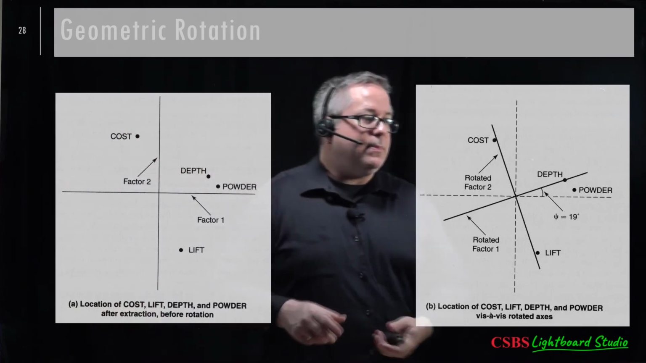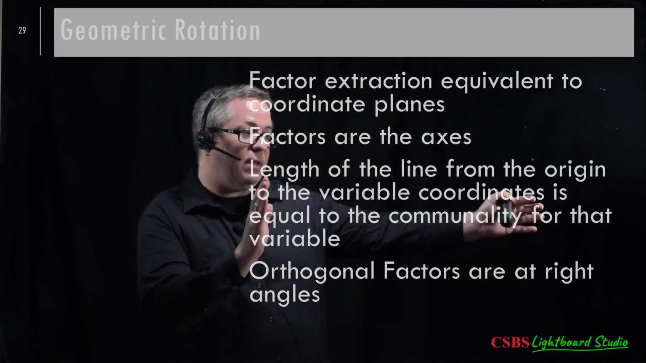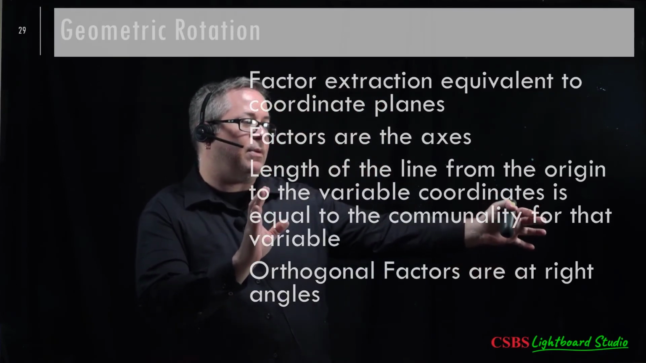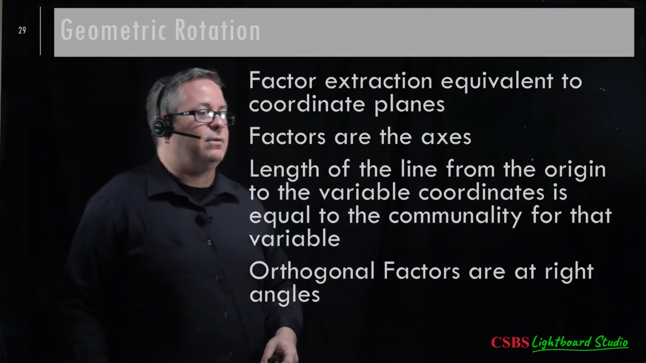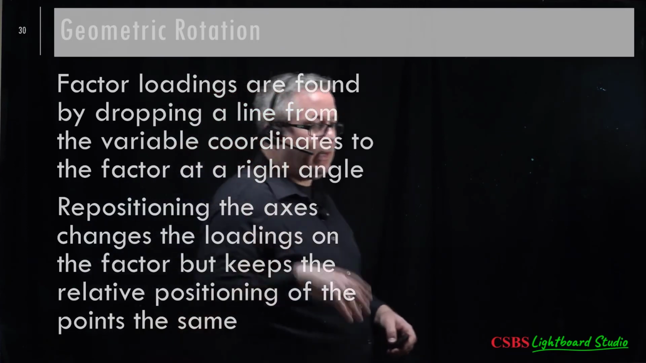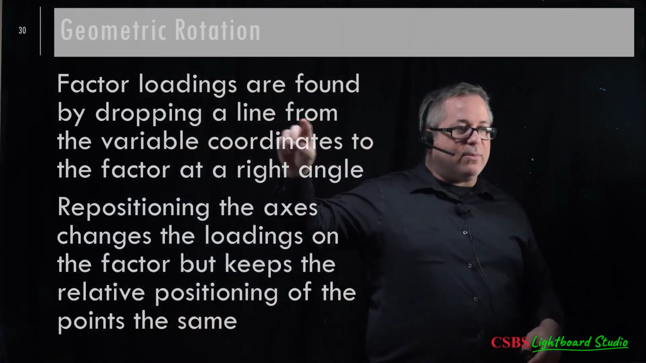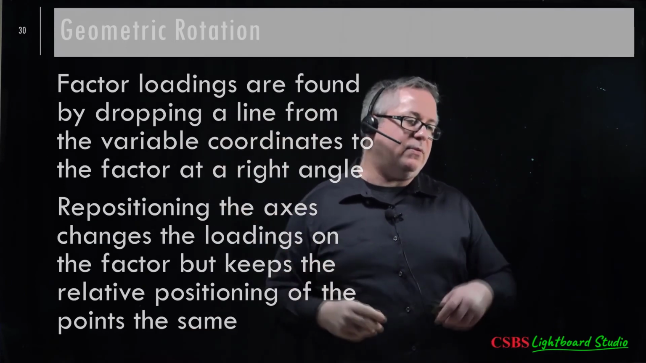So I'm going to talk about the application stuff instead. This is like the closest we get: the length of the line from the origin to the variable coordinates is equal to commonality for that variable. It's about as far as I'm going to get into the geometry of multivariate statistics. Okay, maybe there's more. Factor loadings are found by dropping a line from the variable coordinates to the factor at a right angle, as I just mentioned a second ago.